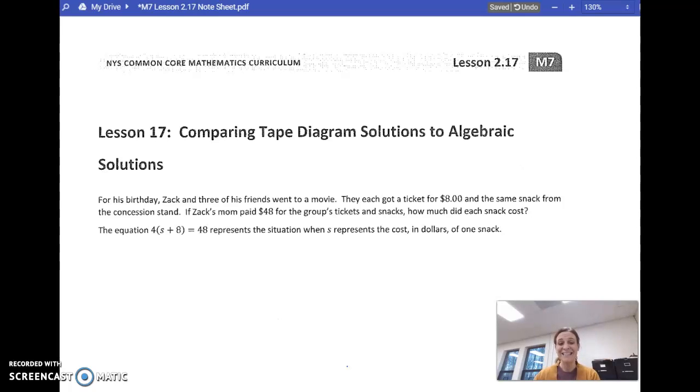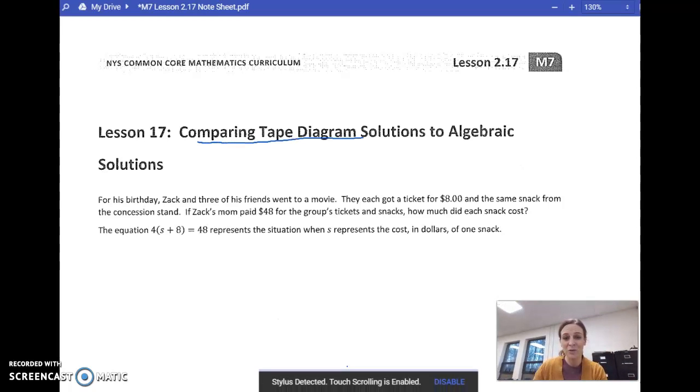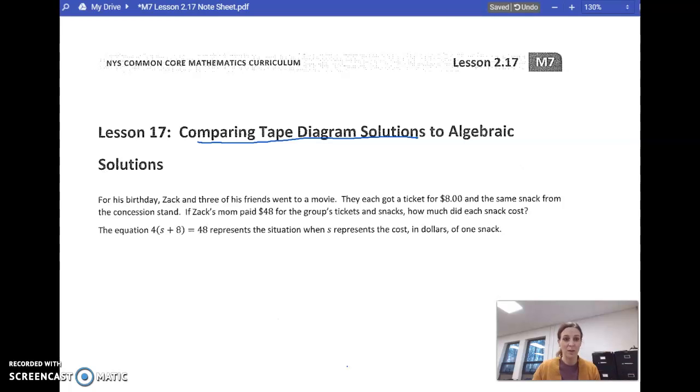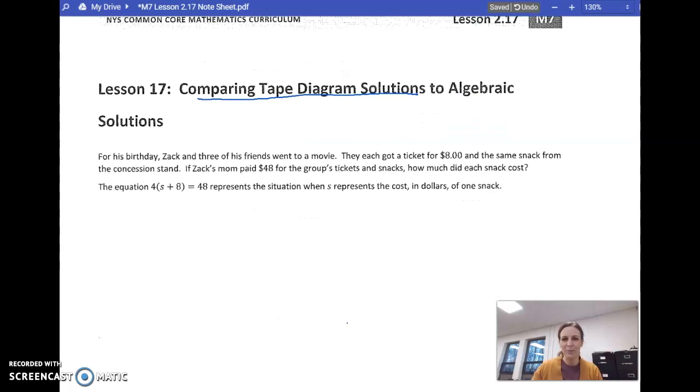All right, in lesson 17 in module 2, we're going to start working more towards some algebraic equations. So we've dealt a lot with adding, subtracting, multiplying, and dividing of integers and rational numbers, and we're going to use that now to solve equations. We're going to start with something you've dealt with a lot in the past, and that's tape diagrams. So we're going to compare tape diagram solutions to algebraic solutions. Instead of writing a tape diagram, now we're going to write it as an equation. So just a lot of example problems today.